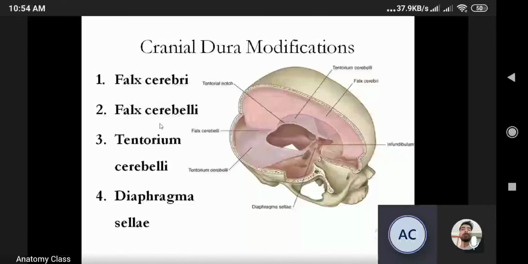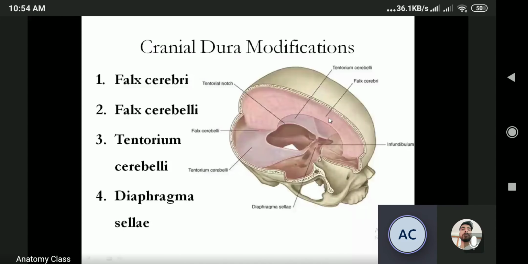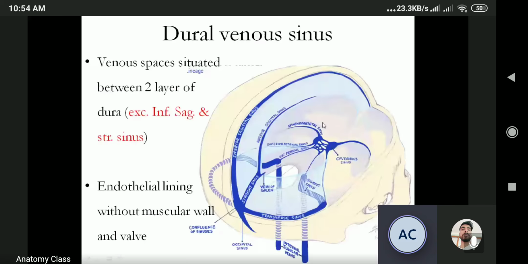Clear about its attachment, whether this modification of cranial dura are present. So we'll be studying about the dural venous sinus, which is actually a venous space situated between the different layers of dura. We are talking about the cranial dura.